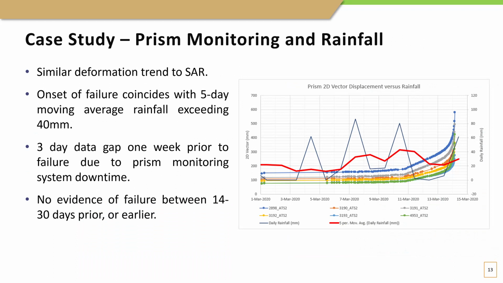Prism monitoring was also available at the site and identified similar deformation trends to the synthetic aperture radar. The movement coincided with high rainfall over a 5-day period. There was no evidence of the failure between 2 weeks and 1 month prior to it occurring.